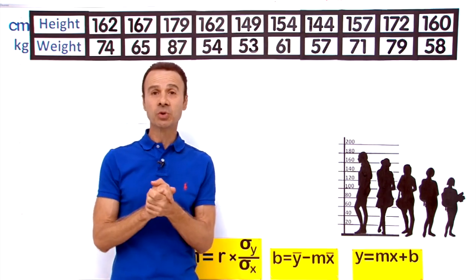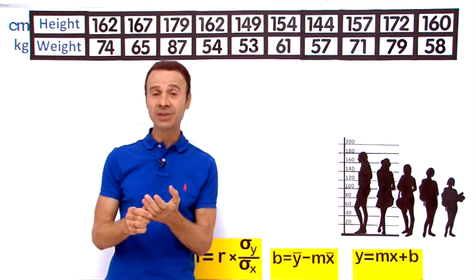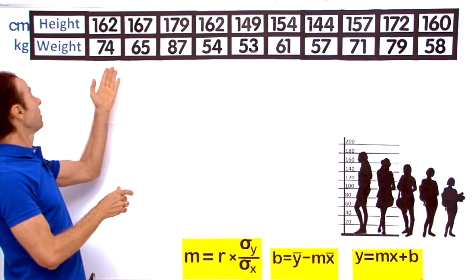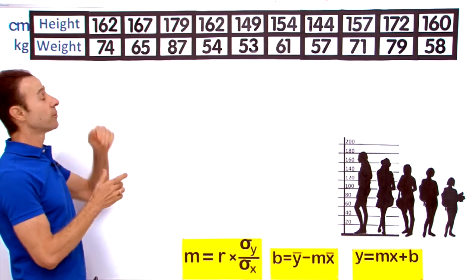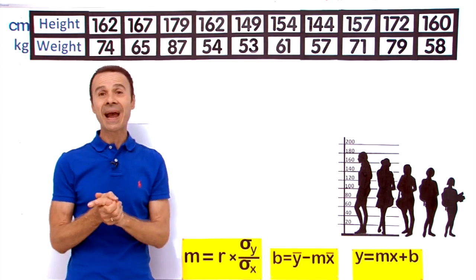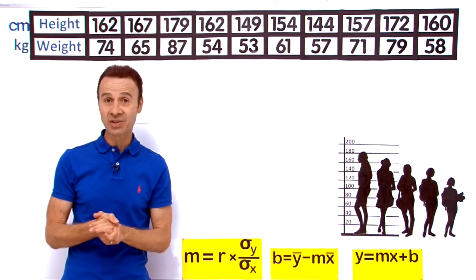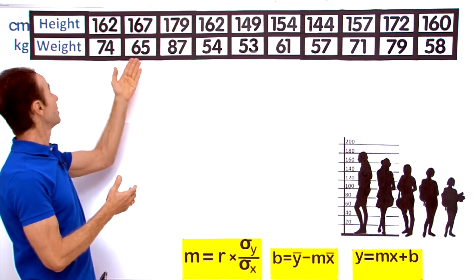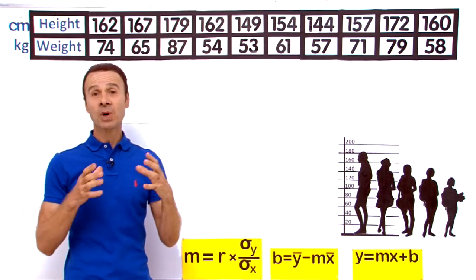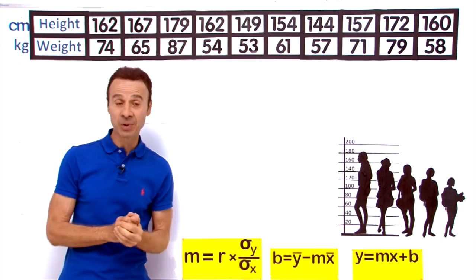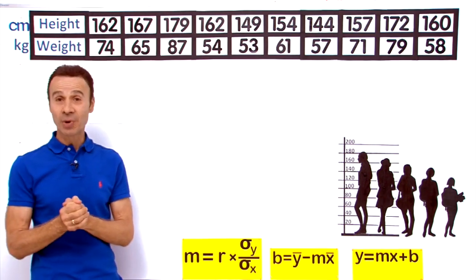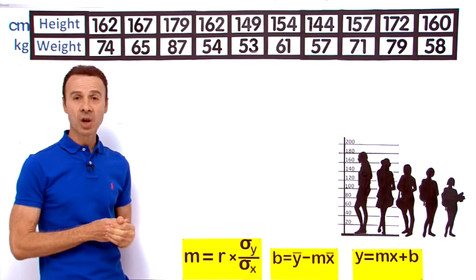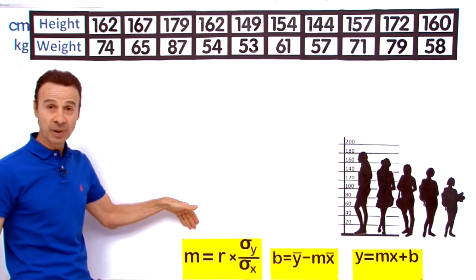Number 1, we're going to work out the means, the mean for the height and the mean for the weights of the girls, and their respective standard deviations. So the standard deviation for the height, standard deviation for their weights. Once we work them out, then we're going to go to step number 2, which is to work out the gradient, the slope of this line of best fit. And we're going to use this formula right here.